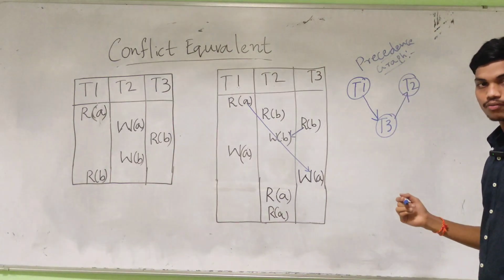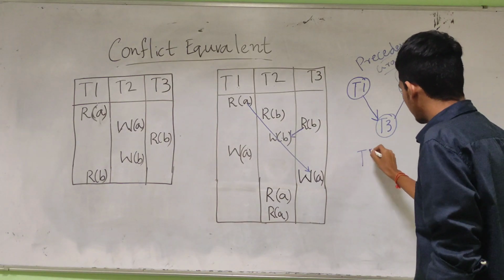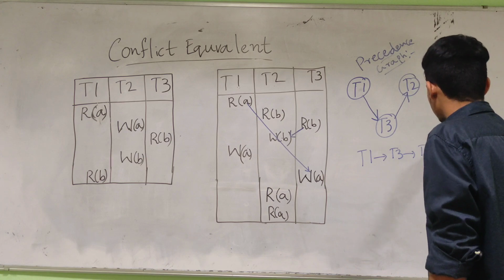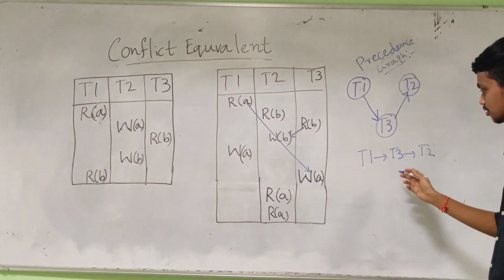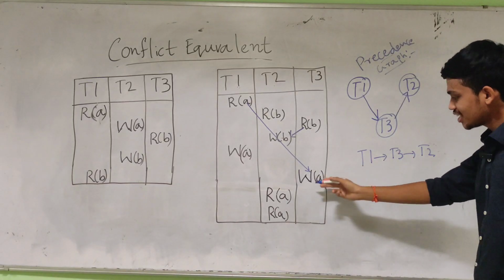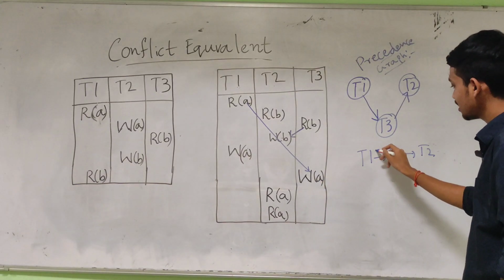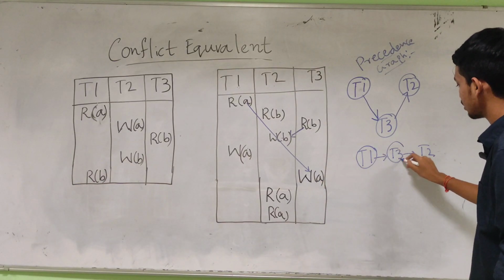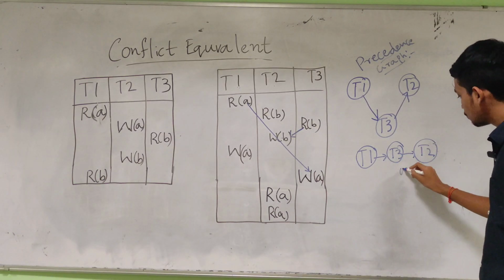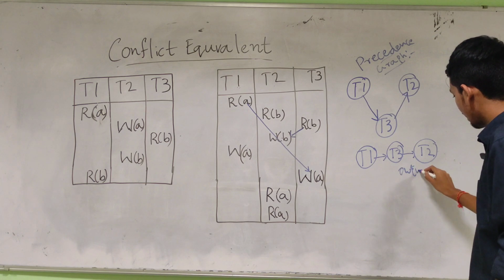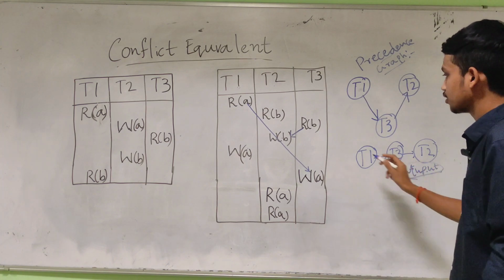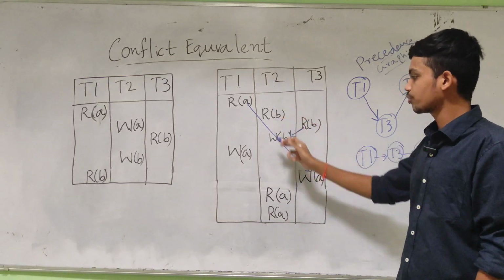From this precedence graph, we can say that the schedule is like this. What does this say? This says that this concurrent schedule gives the same output as the serial schedule run in this manner, T1 after T3 after T2. The output of this execution is similar to the output of this concurrent schedule.